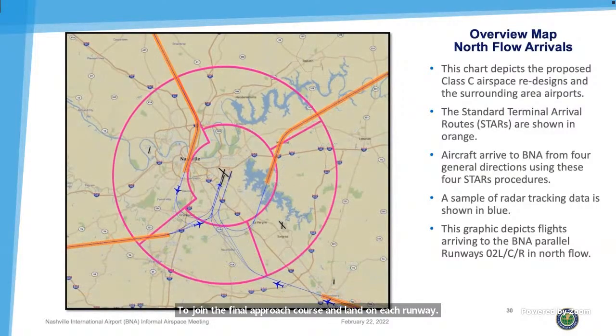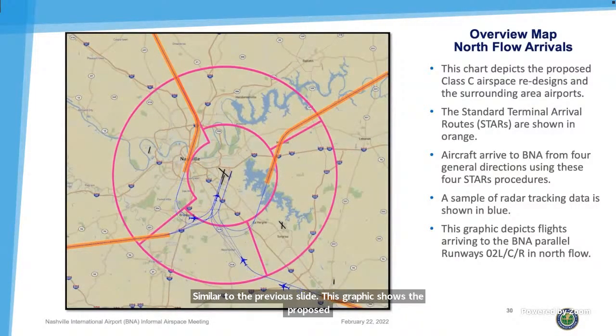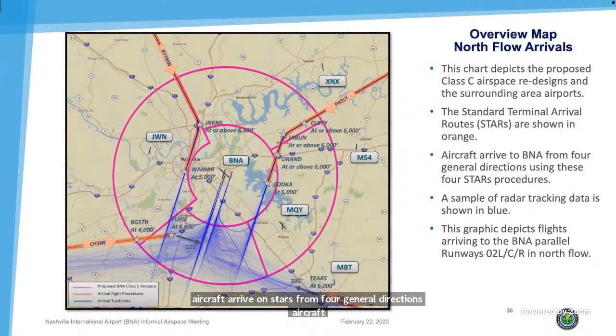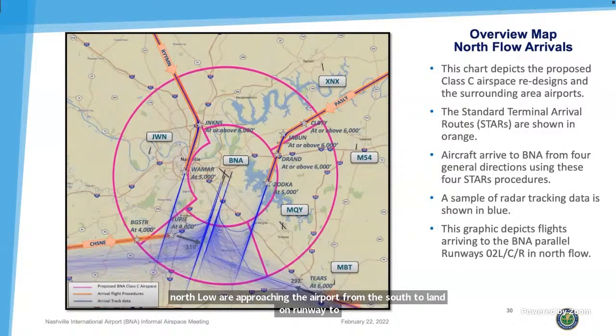Aircraft in north flow are approaching the airport from the south to land on runway 2 left, 2 center, or 2 right. The standard terminal arrival routes are in orange, and a sample of actual historical flight tracks is shown in blue. These tracks give an indication of where aircraft landing at Nashville International typically fly.